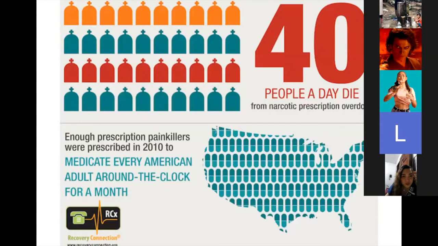Well, just a few more facts about drugs for you. Again, we'll go back to America. 40 people a day are dying from properly prescribed narcotics or painkillers, right? That's enough painkillers to prescribe every single person in America for an entire month, 24 hours a day, right? That's an immense amount of drugs.